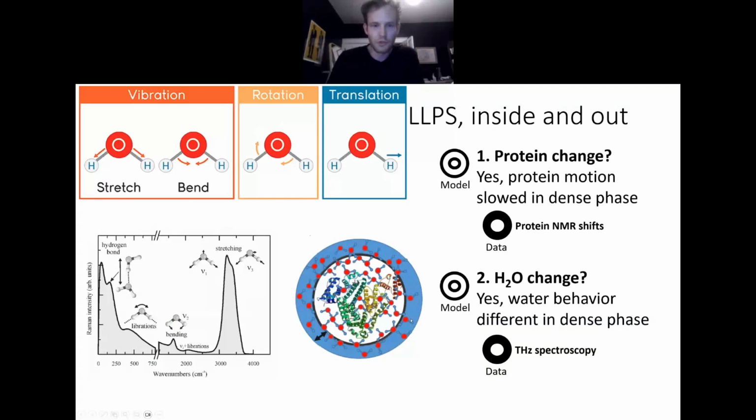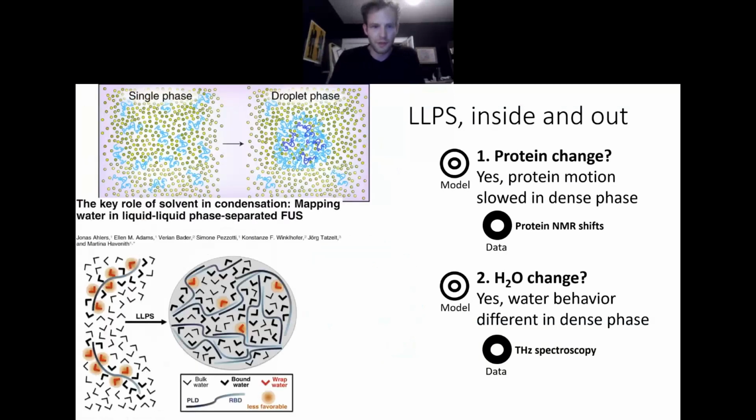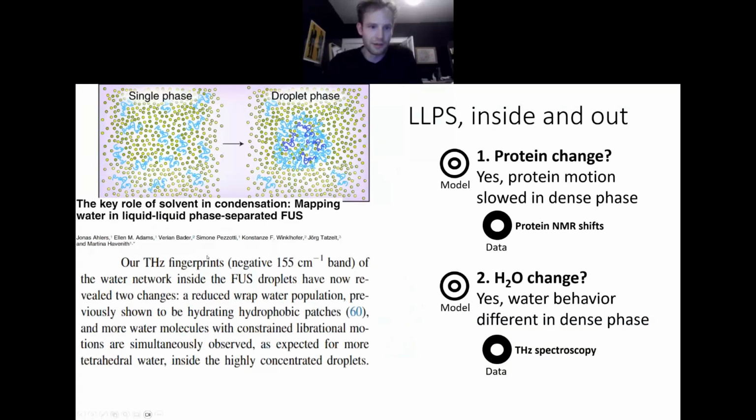So they use this technique of terahertz spectroscopy to find that the terahertz fingerprints of the water network inside FUS droplets have now revealed two changes: a reduced wrap water population, previously shown to be hydrating hydrophobic patches, and more water molecules with constrained librational motions are simultaneously observed, as expected for tetrahedral water inside the highly concentrated droplets. So what this is telling us is that when the stickers come together, these hydrophobic patches, it gets rid of that hydration, and then the remaining water is more tetrahedrally ordered, and we'll go into what that means later.